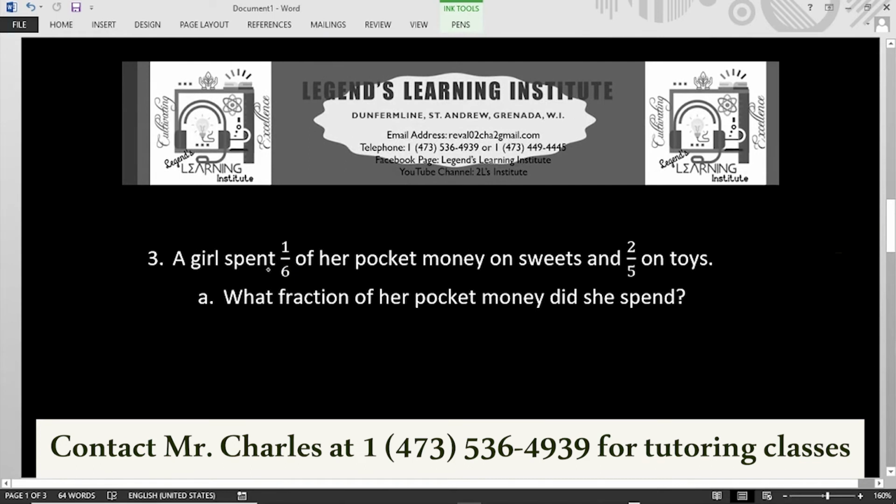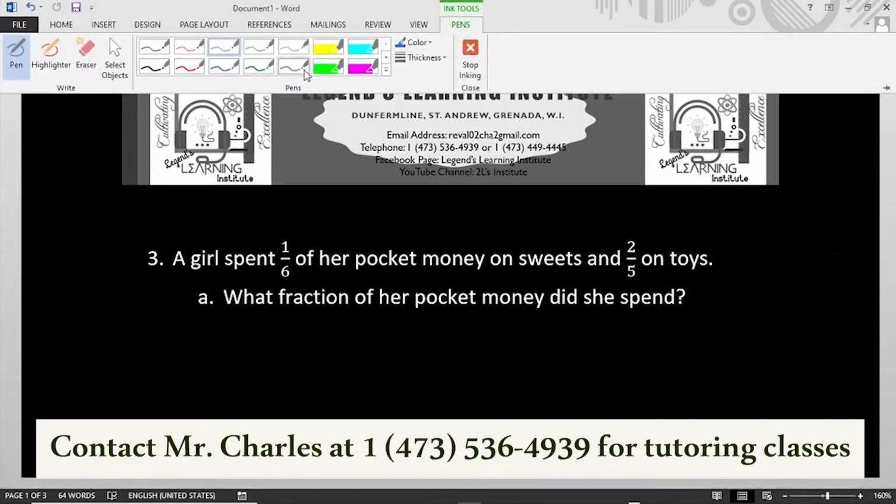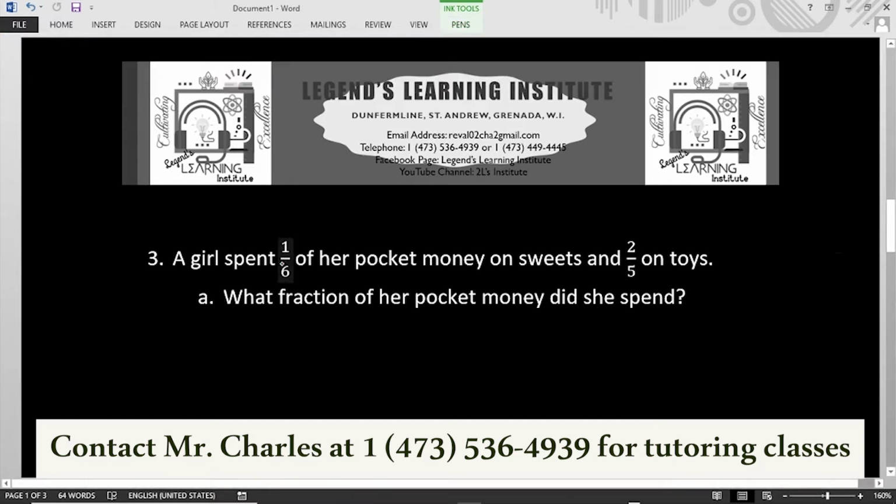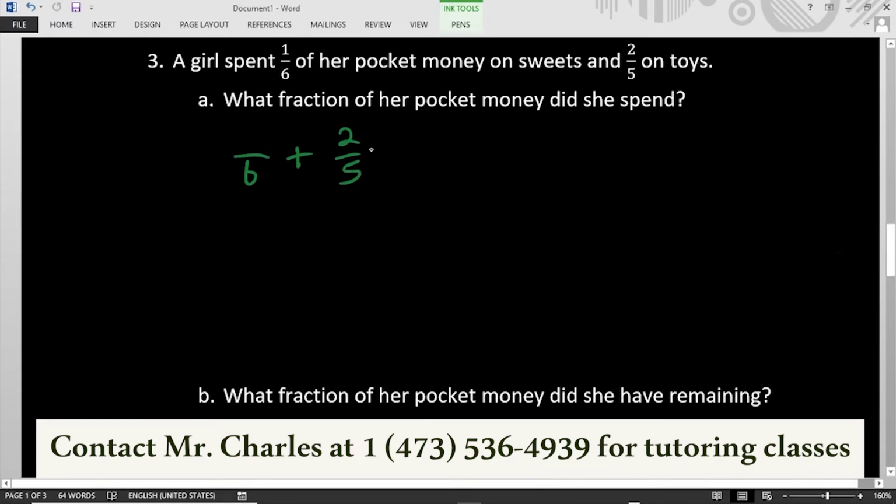It says here, a girl spent 1/6 of her pocket money on sweets and 2/5 on toys. What fraction of her pocket money did she spend? Well, that's quite simple, because all we need to do is add the two fractions. So 1/6 plus 2/5. We have two different denominators, 6 and 5, and the LCM of 6 and 5 is 30.